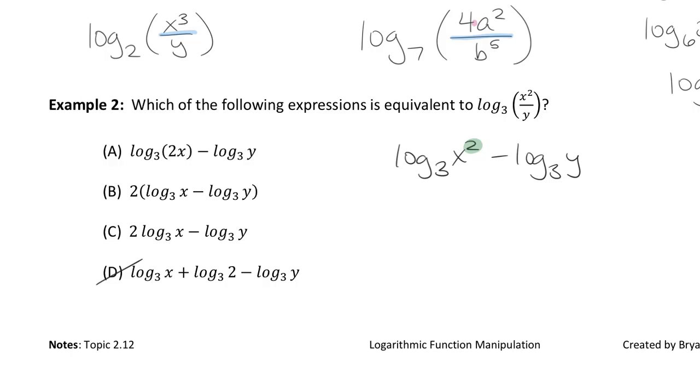Yeah, Kim's doing this with her hand. She says to the front, like this. Is this what you mean? Nice, which means this would be 2 log base 3 of x minus log base 3 of y. Which answer choice is correct? C. So Shane, you're right.